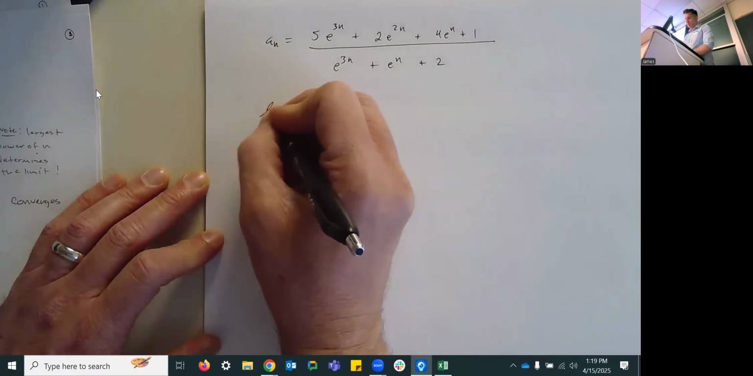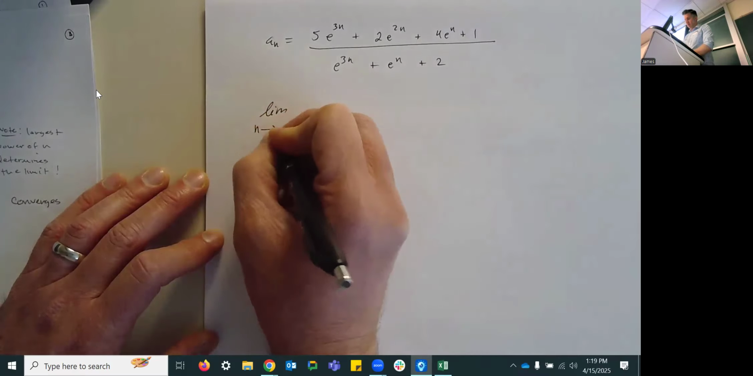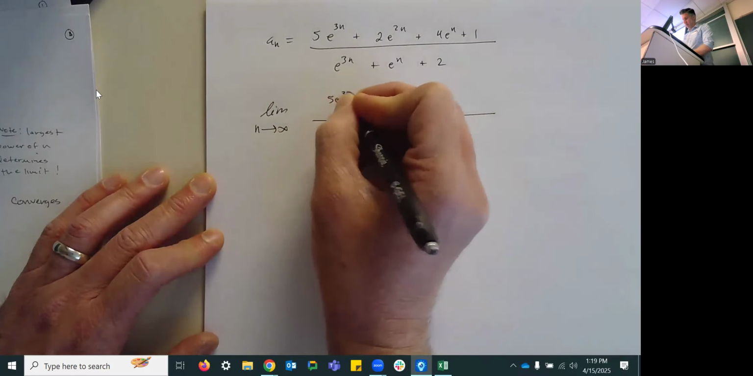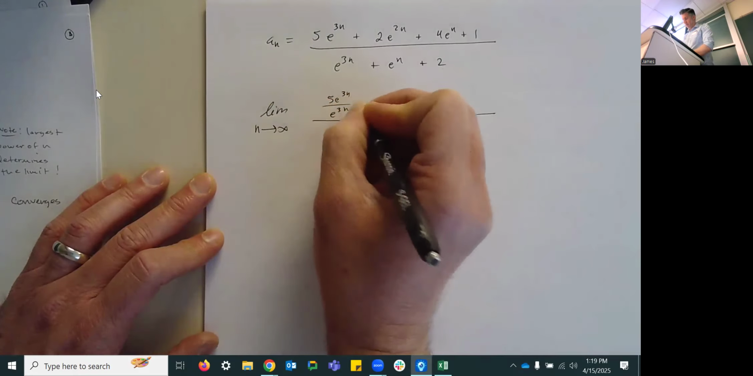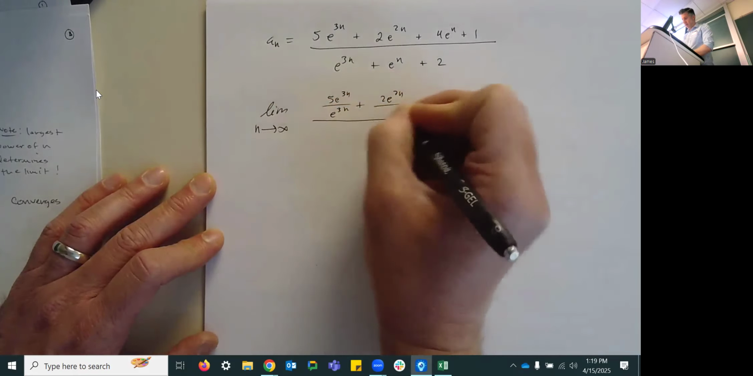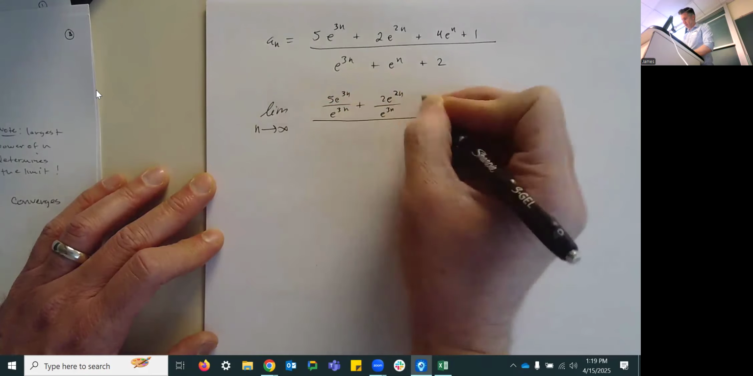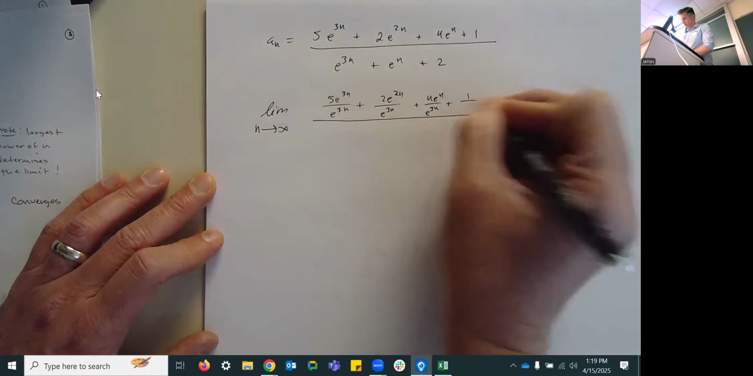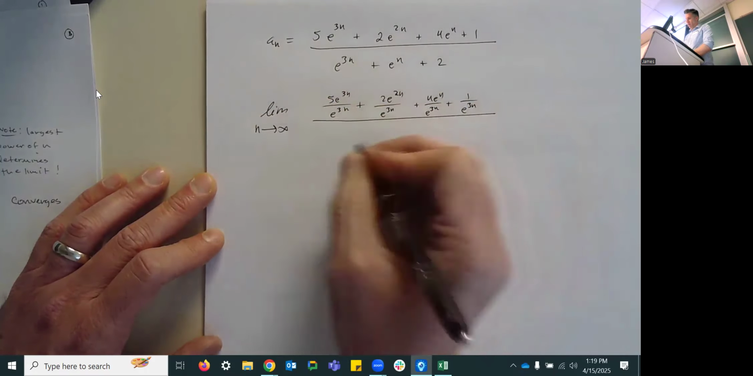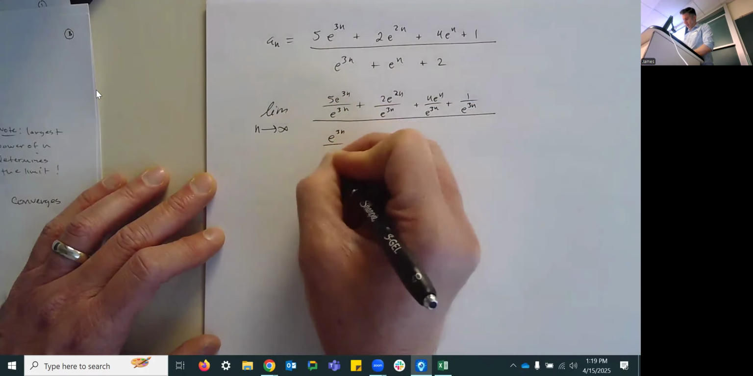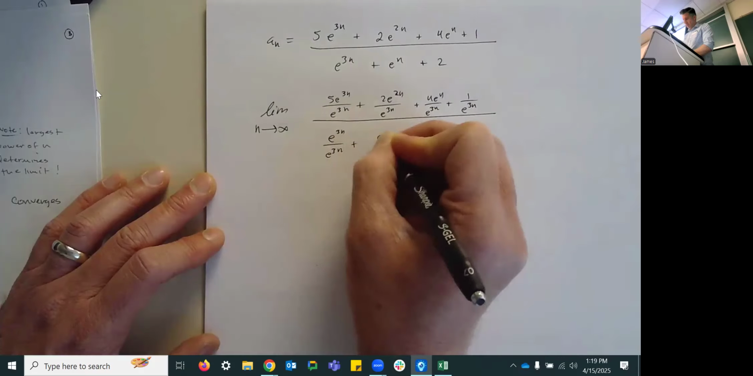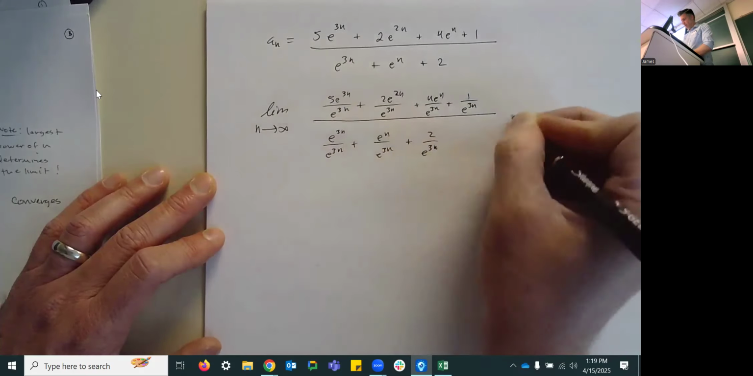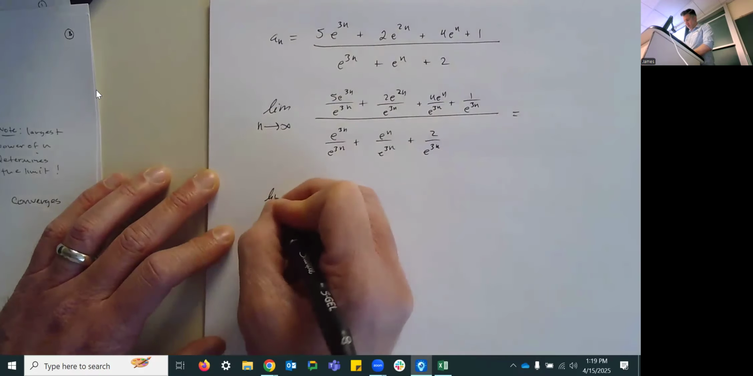So here's how our limit is going to look. Limit as n goes to infinity. I'm going to write this one out. I'm going to get 5e^(3n) divided by e^(3n) plus 2e^(2n) divided by e^(3n) plus 4e^n divided by e^(3n), and then 1 divided by e^(3n). On the bottom, we have e^(3n) divided by e^(3n) plus e^n divided by e^(3n) plus 2 divided by e^(3n). Now we have to simplify most of those terms.